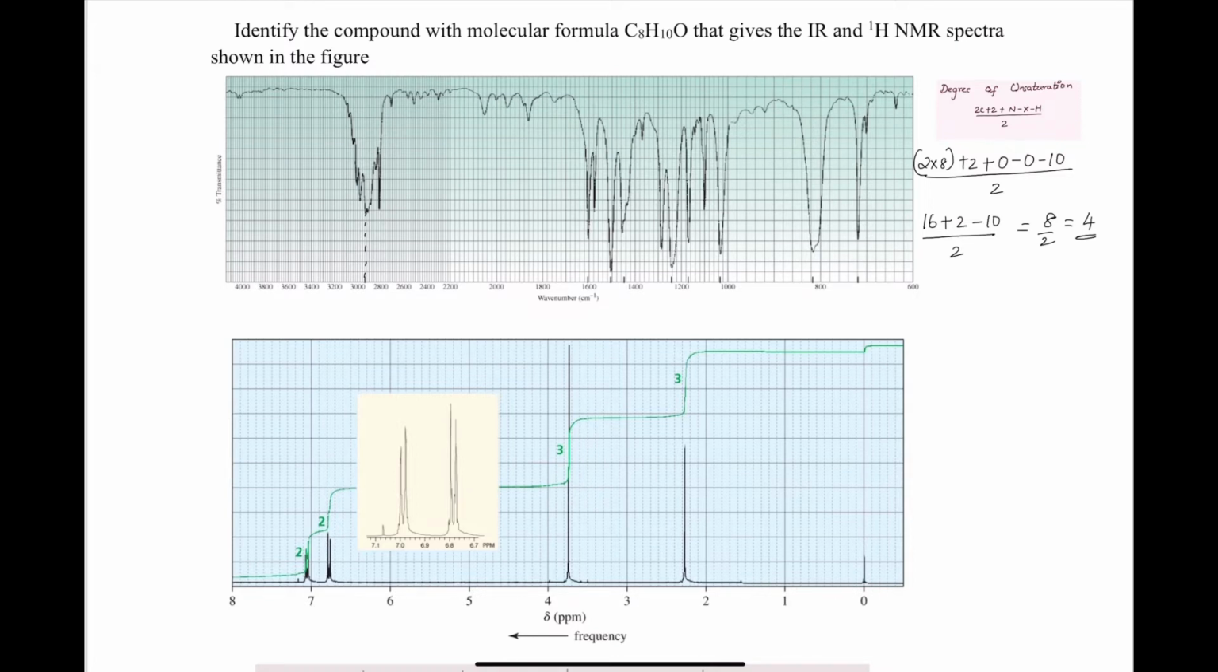Now let's see whether we are able to find any information from the IR spectrum. In the IR spectrum, if you drop a line around 3000, there are some peaks on the right side, which correspond to the sp3 carbon-hydrogen stretch. And there are some peaks on the left, which correspond to the sp2 carbon-hydrogen stretch. Again, in this region there are some peaks, and the peaks around 1600 and 1500 correspond to the carbon-carbon stretch in the benzene ring.